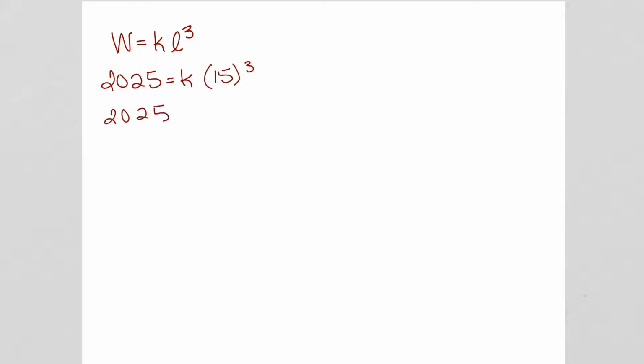So remember, the first step is to find k. So we'll plug in 2,025 pounds, and the length was 15 feet. Cube 15, we get 3,375, and divide so that k is 0.6. That means our equation is W equals 0.6 L to the third.